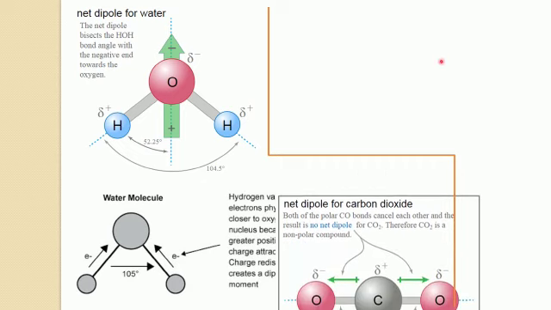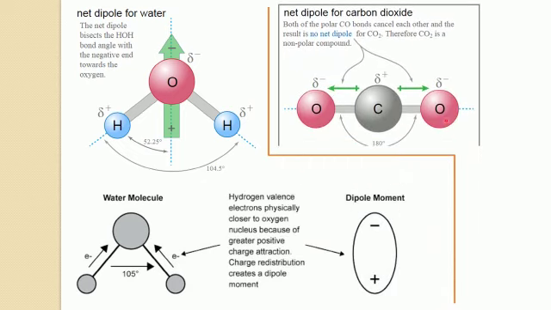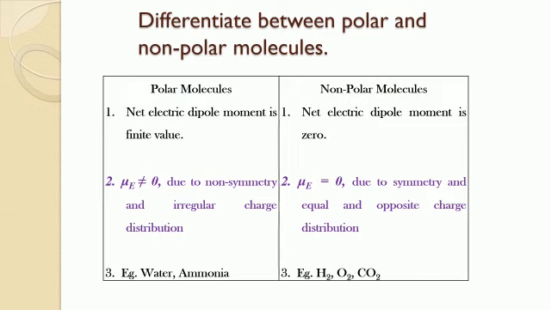On the other hand, in carbon dioxide, CO2, the atom sizes are almost similar and the bond orientations between carbon and oxygen are one on the left-hand side and the other on the right-hand side. Both bond orientations are equal in magnitude and opposite in direction. Thus, they cancel out each other and do not form a net electric dipole. Thus, they are called non-polar molecules. To simplify further, the differences between polar and non-polar molecules are tabulated. In polar molecules, the net electric dipole moment has a finite value due to non-symmetric and irregular charge distribution. Whereas in non-polar molecules, the net electric dipole moment is zero due to symmetric, equal and opposite charge distribution.